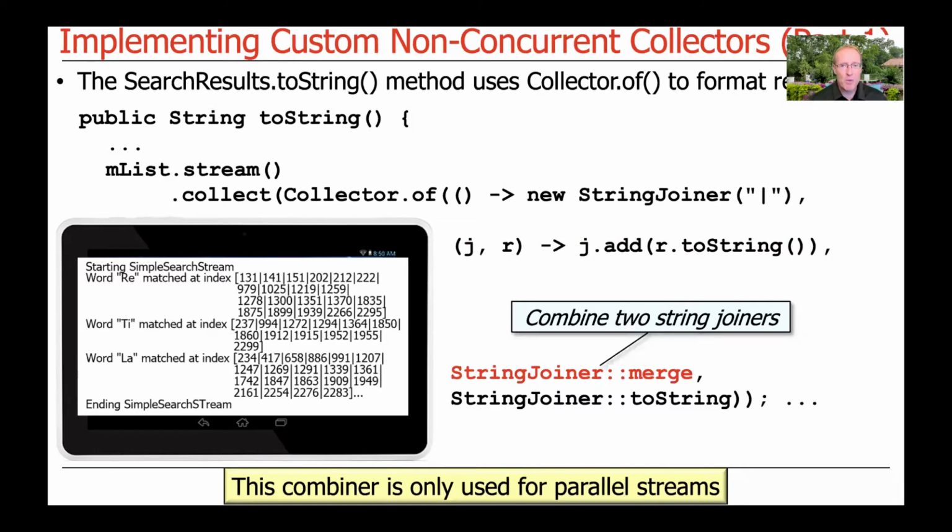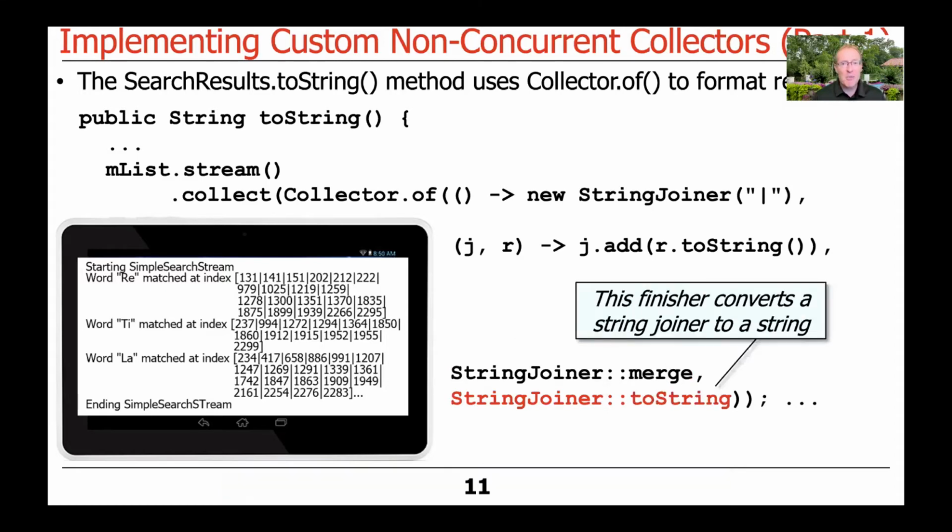The third parameter we pass in here is the combiner, and this is going to be used to take two string joiners and merge them together. So we pass in a method reference called StringJoiner::merge, and were we to need this, which would only occur if we were doing parallel streams, then we would use the merge method to merge together two string joiners. This is not used for sequential streams, but we have to provide it nonetheless, just in case someone decides to make this a parallel stream. We're all ready to go.